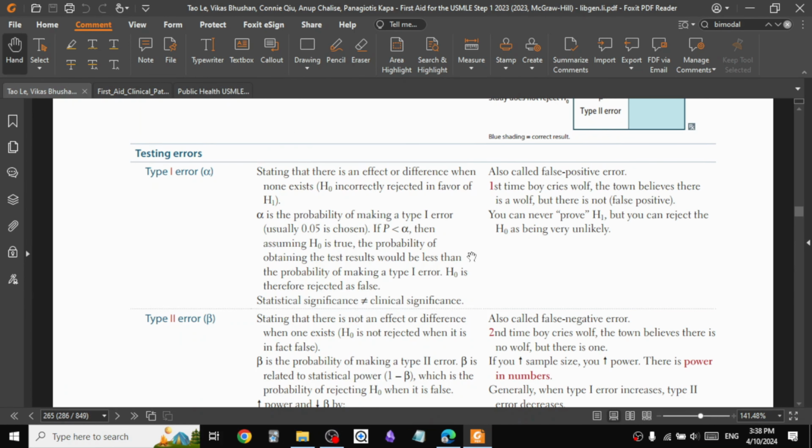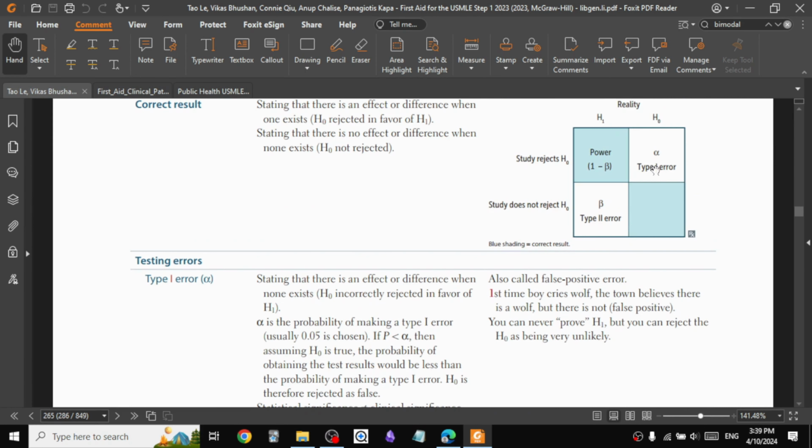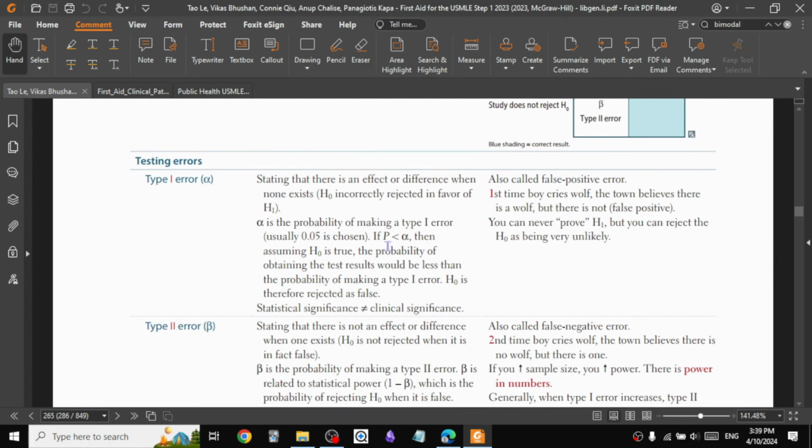So now we've understood through the diagram I made. Let's just quickly go over the testing errors. Type 1 errors are basically false positive errors, right? H naught is actually true in reality, but we have a study that rejects that. Alpha is the probability of making a type 1 error. If P, capital P, is less than alpha, then assuming H naught is true, the probability of obtaining the test results would be less than the probability of making a type 1 error.